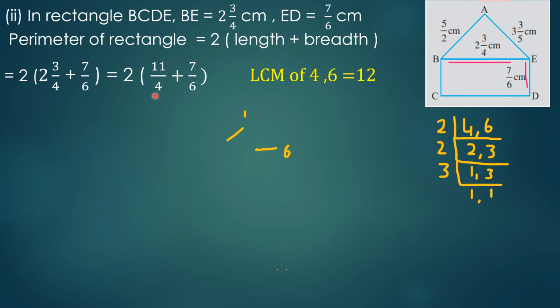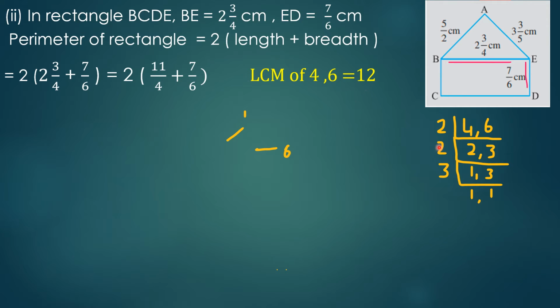Now here the denominators are different, meaning these two are unlike fractions. Now what do we have to do? We have to convert the unlike fractions into like fractions. How to do it? By the LCM method. So find the LCM for 4 and 6. So what is the LCM for 4 and 6?